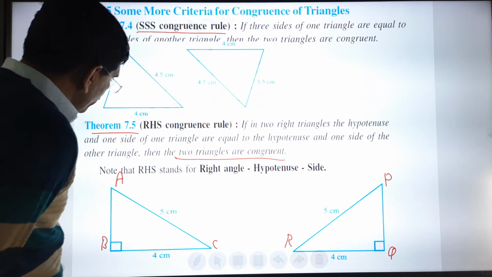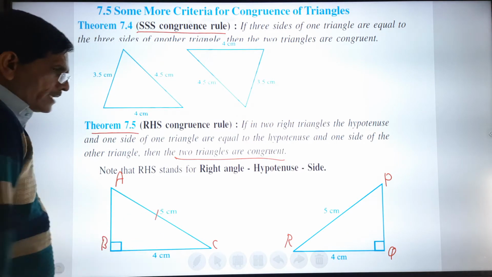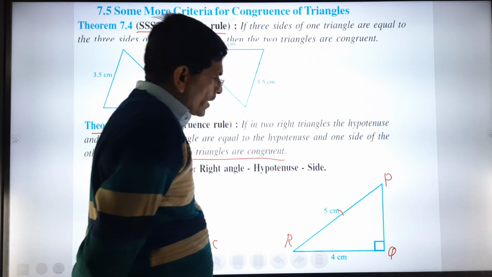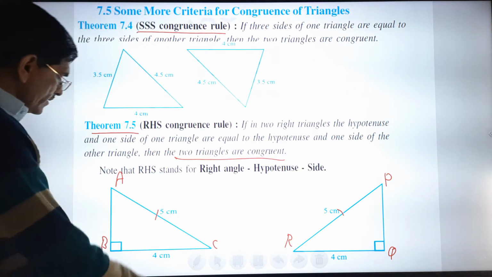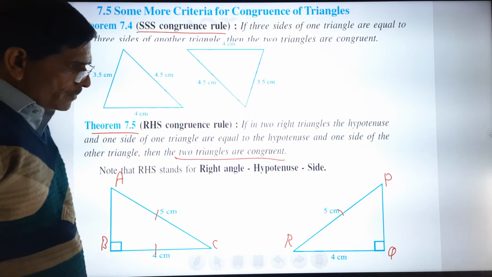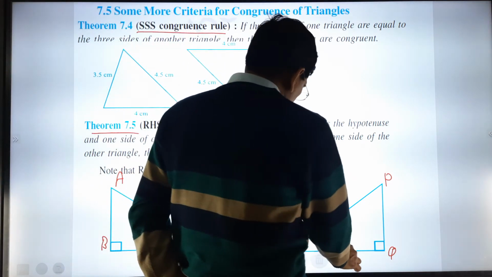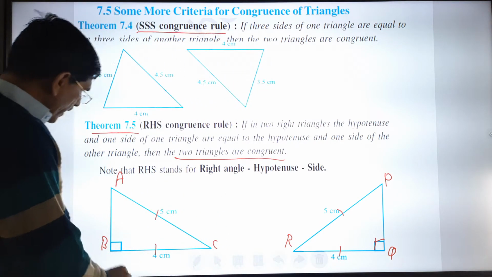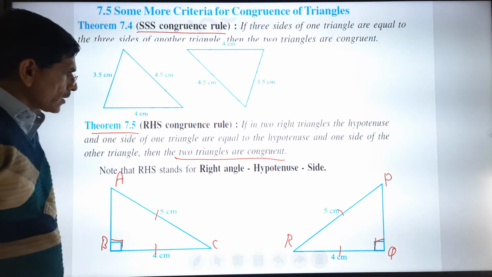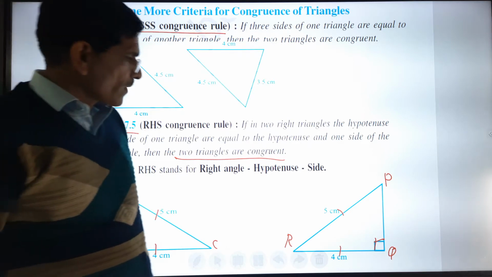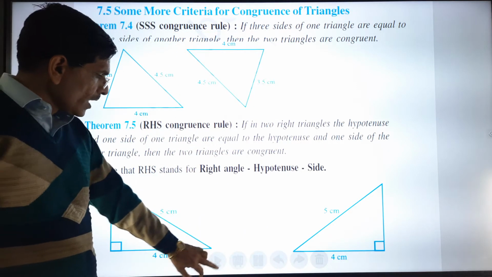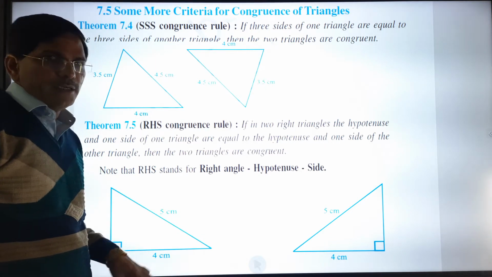Now the hypotenuse here is AC, and here it is PR. Both are 5. PQ, or we can say BC here, is 4 cm. Here QR is 4 cm, and one of the angles is 90 degrees. So we can say that the two triangles are congruent according to the RHS congruence rule. Now we want to discuss exercise 7.3.